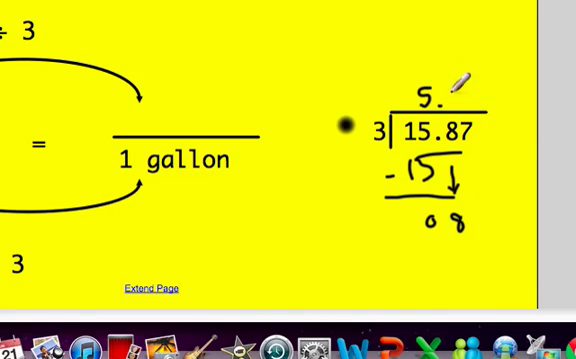3 goes into 8 2 times. And 2 times 3 will be 6. We'll put that down here. We subtract again. 8 minus 6 will be 2. Bring down the 7. And that 7, 3 goes into that 27 9 times. And just a quick little glance here, that makes sense. $5.29 times 3, that should equal about that. So it would be $5.29 per 1 gallon.